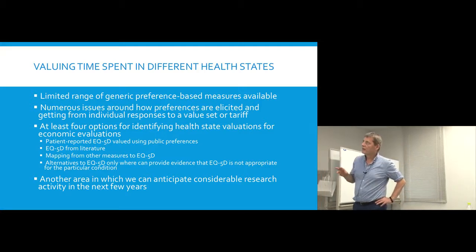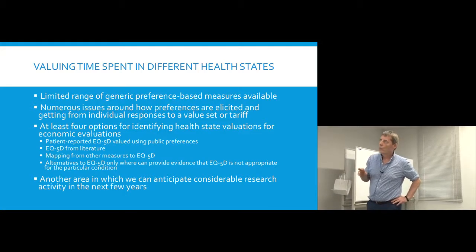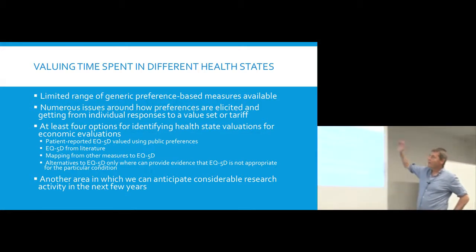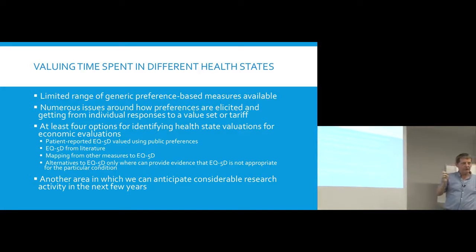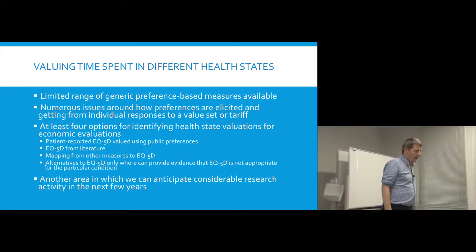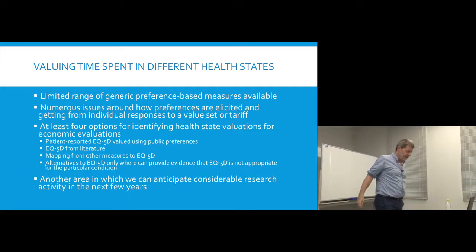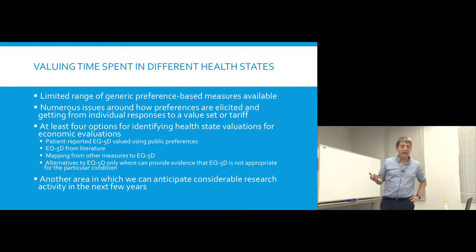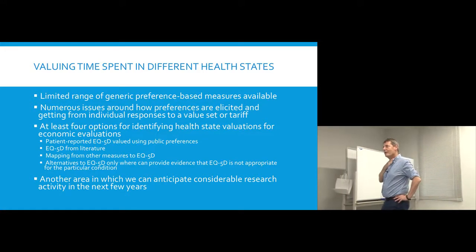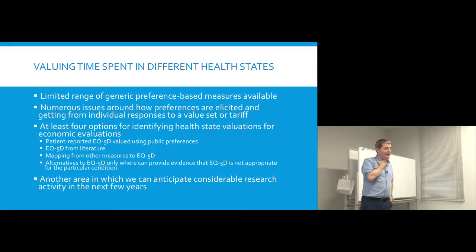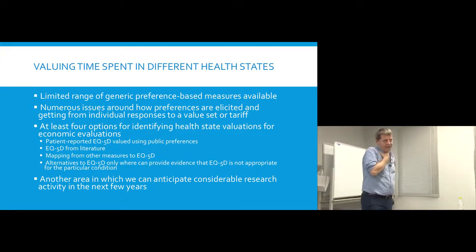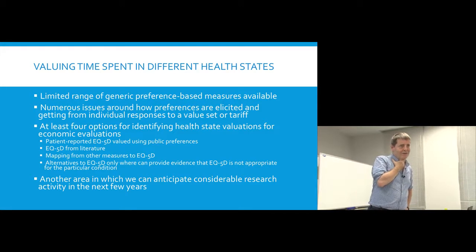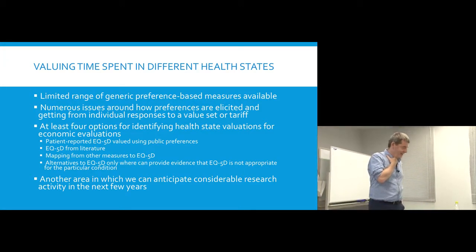To remind you, this was Wednesday morning. There's a limited range of preference-based generic measures. Far and away the brand leader is EQ5D, but there are other ones, SF6D, HUI, etc. There's quite a few issues as to how we elicit preferences. Now, I didn't go into a lot of detail on this because you could have two whole lectures just on eliciting preferences.